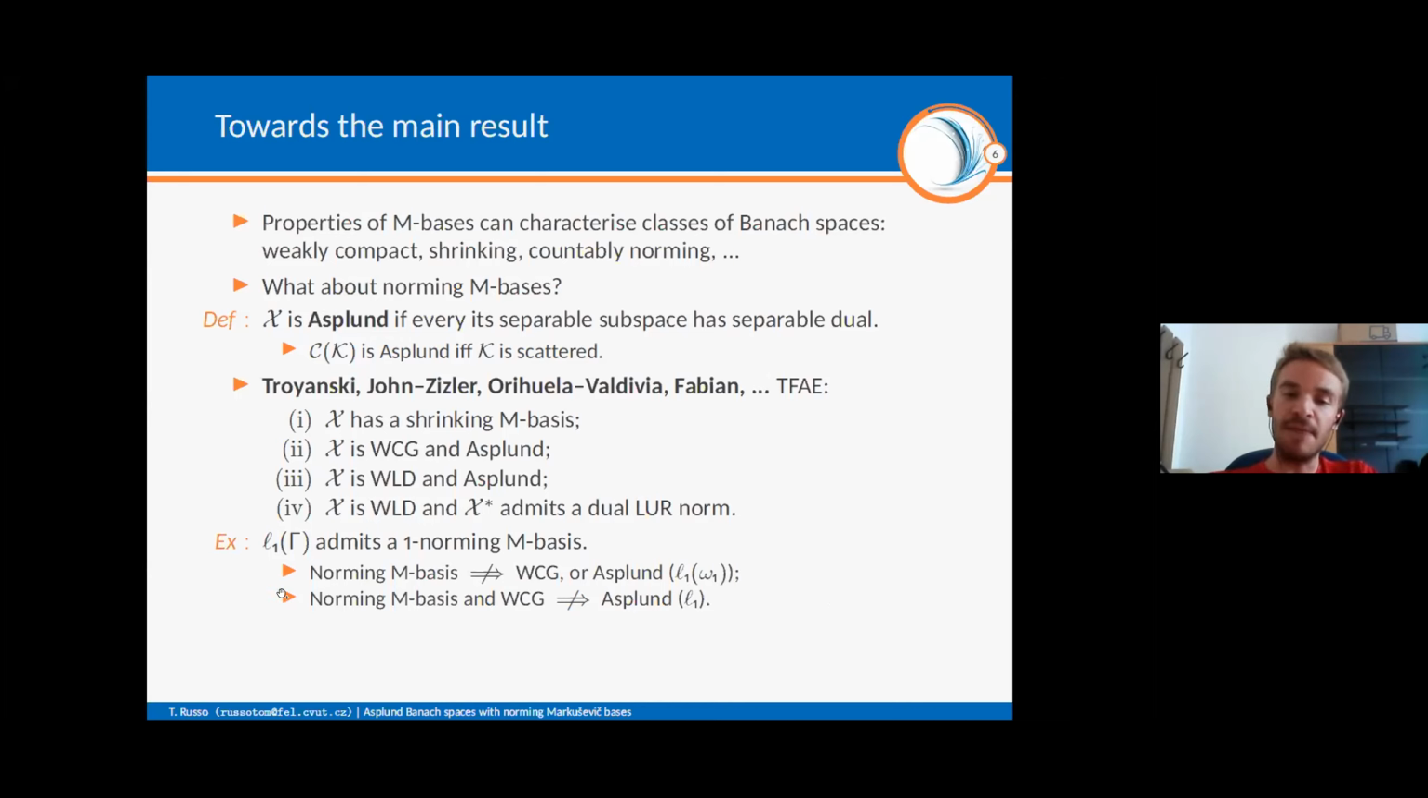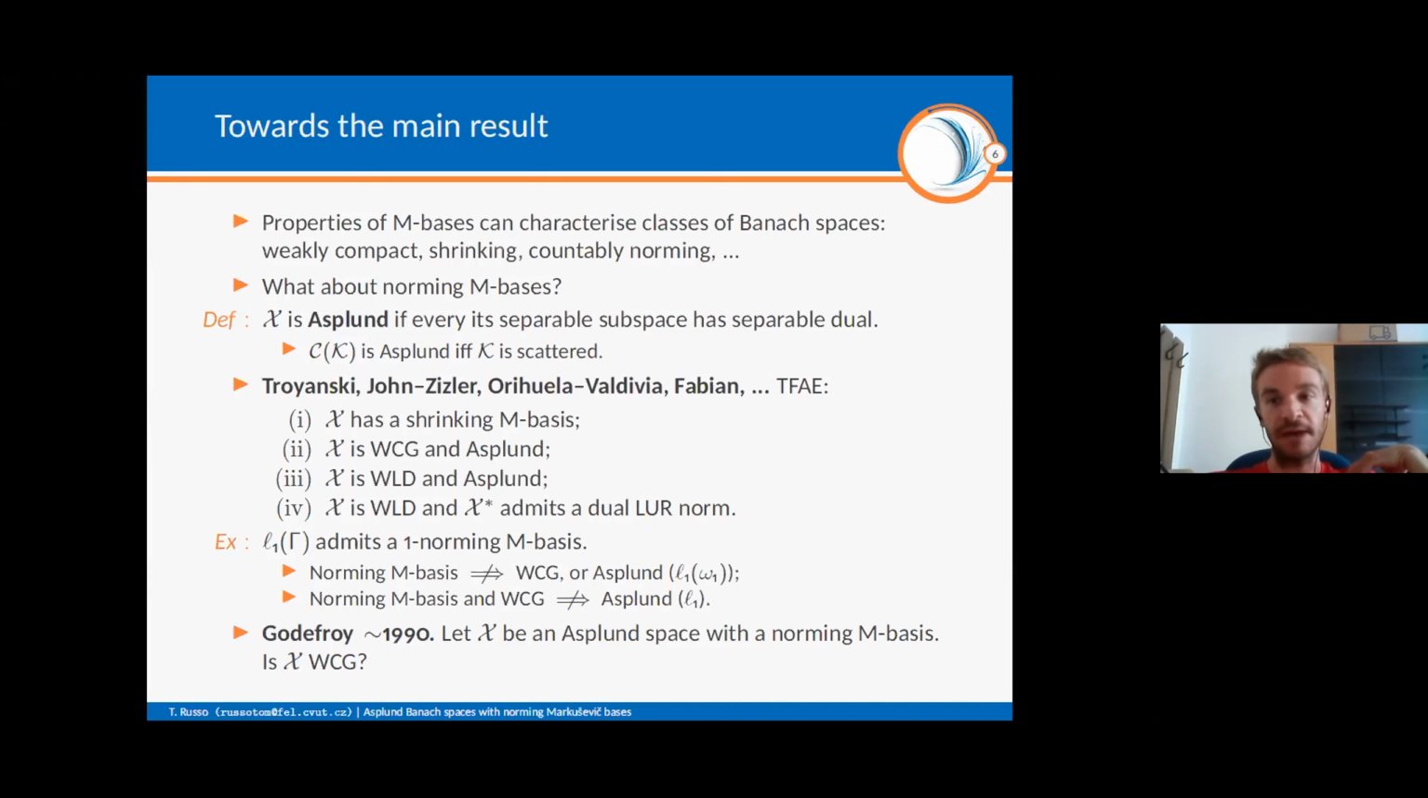On the other hand, maybe if you swap the roles here, it was not obvious at the time to find something which would be Asplund with a norming basis which is not WCG. And this actually came as an open problem asked by Gilles Godefroy; it's by now attributed to him. I don't know if somebody before Gilles came out with this problem, but it can be traced back at least to Gilles. And the question is if you pick an Asplund Banach space which has a norming basis, whether this space has to be necessarily WCG.